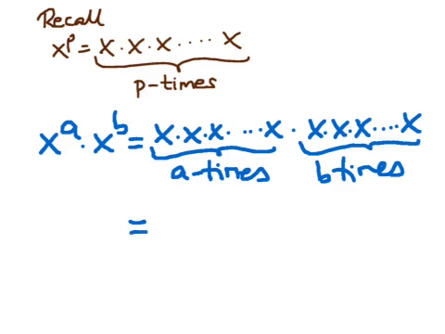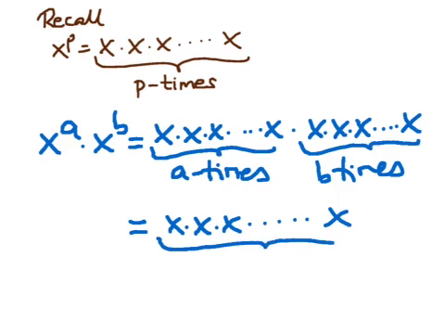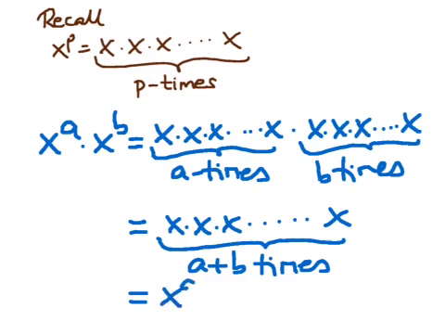So we are multiplying in effect x by itself a times and then another b times. So we are multiplying x by itself, x times x times x times x, a plus b times, and this, based upon our definition of what x to the p means, is x to the a plus b. So x to the a times x to the b is x to the a plus b, and that is the first of the three rules for powers. So let's move on to the next slide and show the second of our three rules for powers.